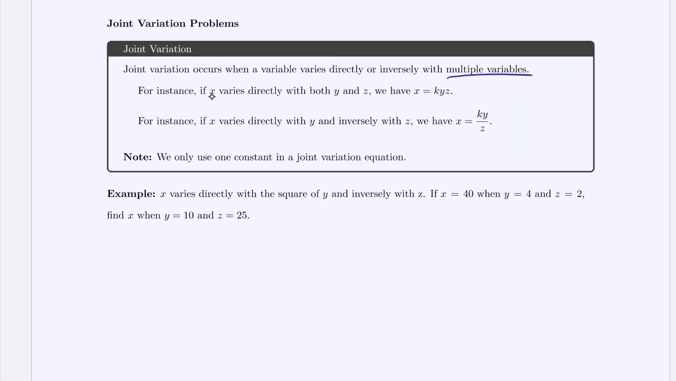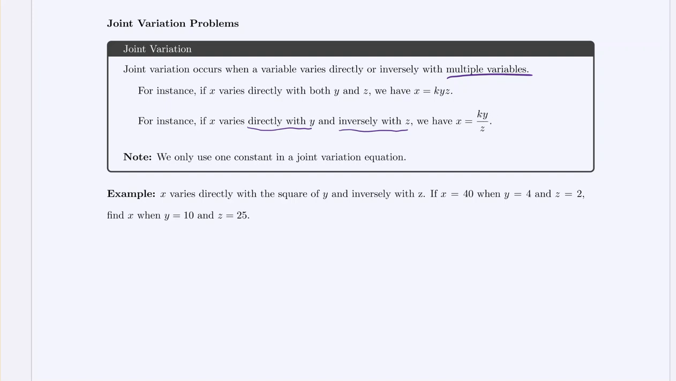Specifically, we have x varies directly with both y and z. That would give us the equation x, which varies directly with y and z, equals some constant times y times z, because we know we're varying directly, and notice there's no exponent mentioned for y and z, in which case it's implied the exponent is 1. Another example is that x could vary directly with y, but inversely with z, which would yield this equation, x equals k times y, all divided by z.